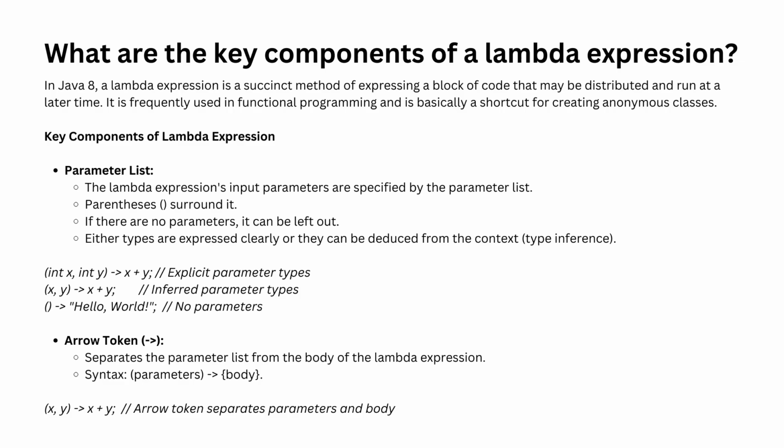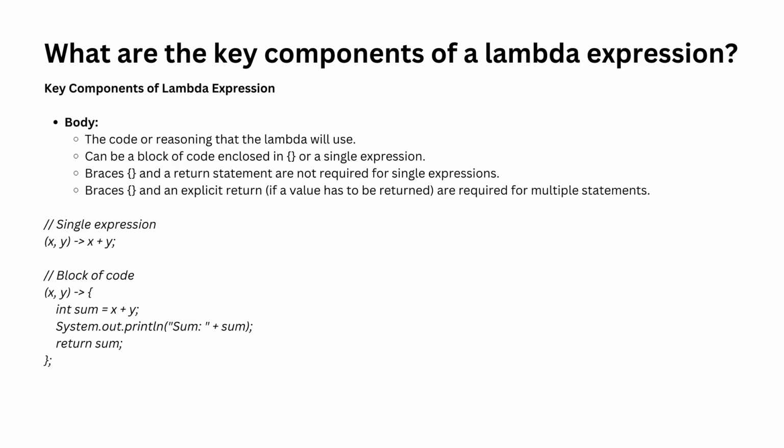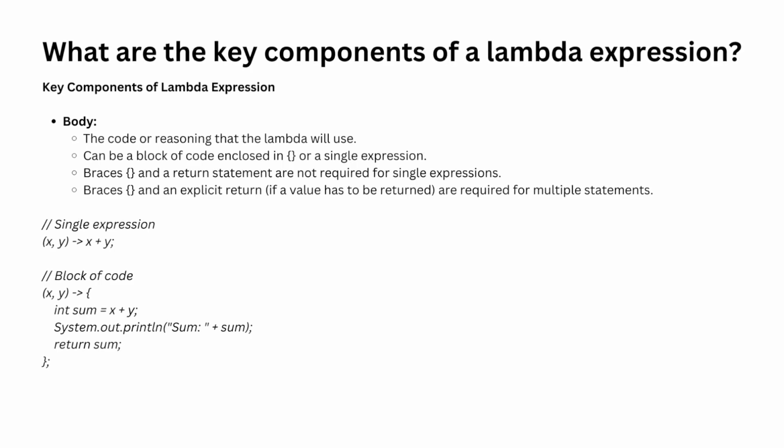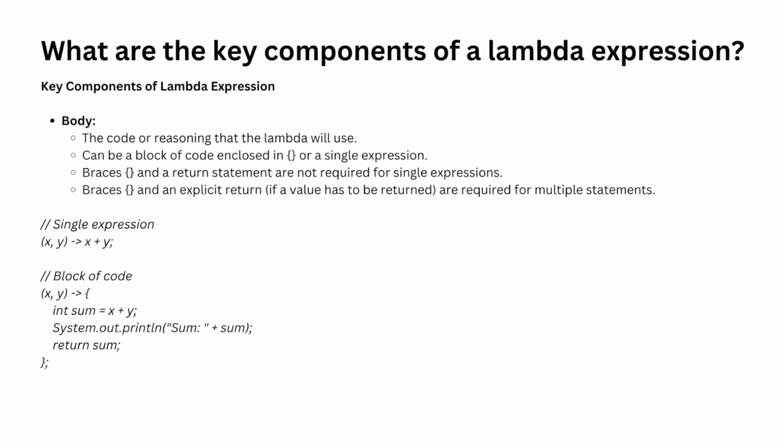Now the second component here is your arrow token. This separates the left hand side and the right hand side, to separate the parameter list from the body of the lambda expression. Now the third major component is your body. The logic or the main code to be executed by the lambda goes in the body, which is your right hand side.